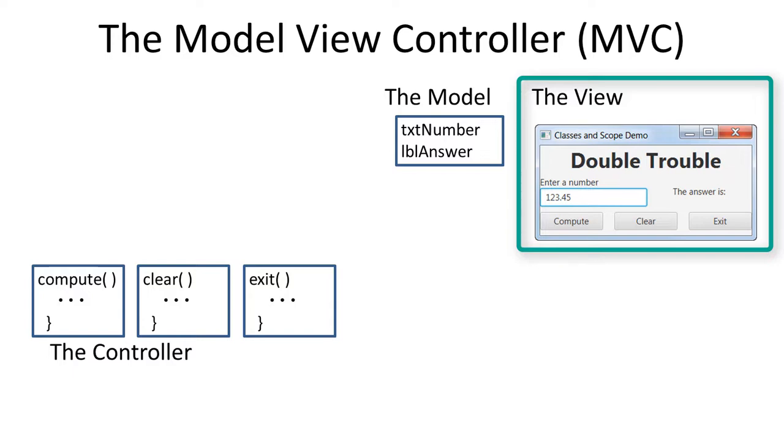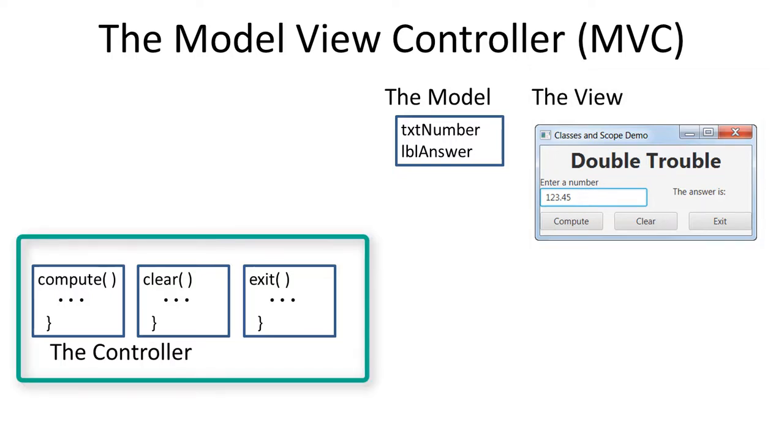The view is the GUI that is displayed. In this example, the view has labels for the title, a prompt for the input, and the answer to be displayed. A text field is used to input from the user, and 3 buttons are compute, clear, and exit.